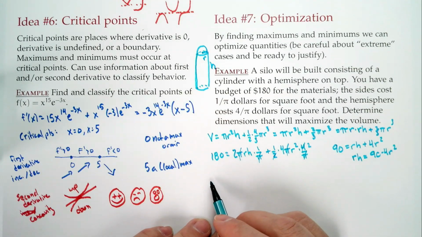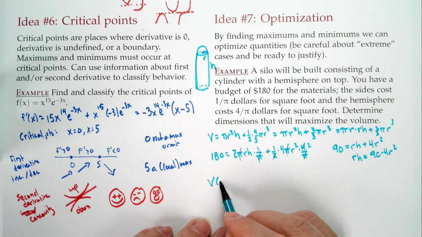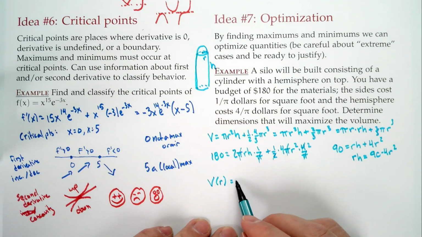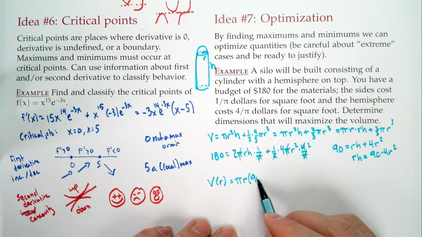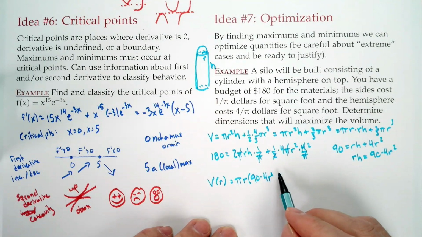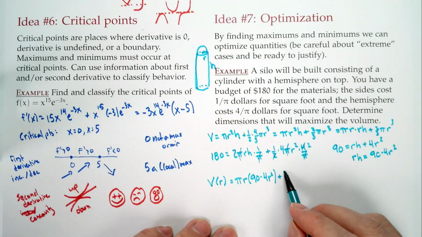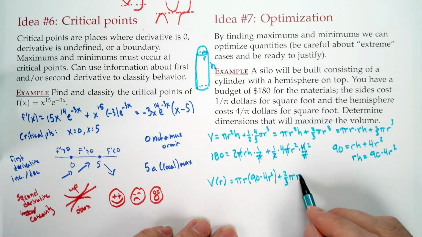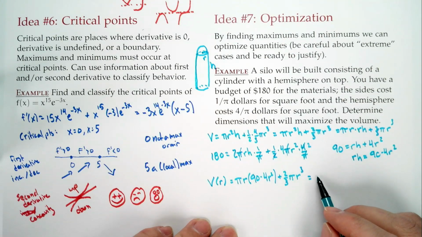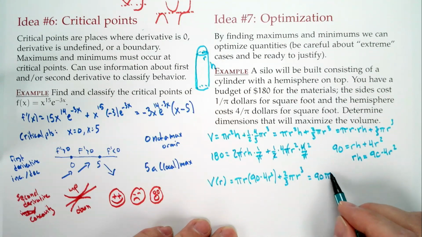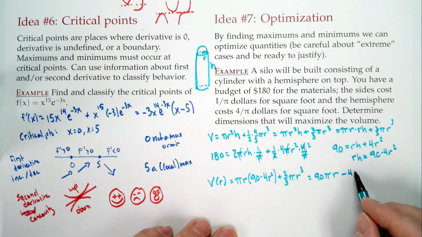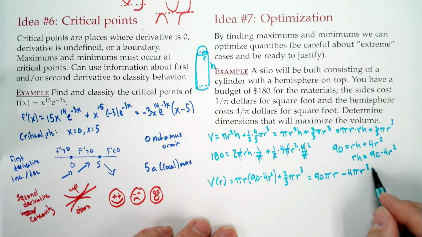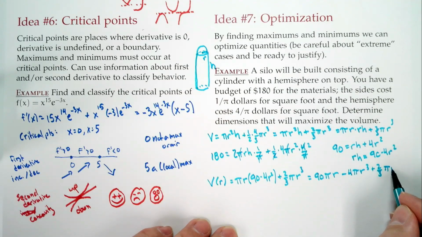Therefore, we can write that volume as just a function of a single variable R: pi times R times (90 minus 4R squared) plus 2/3 pi R cubed. Or, if you multiply this through, you get 90 pi R, then minus 4 pi R cubed plus 2/3 pi R cubed.